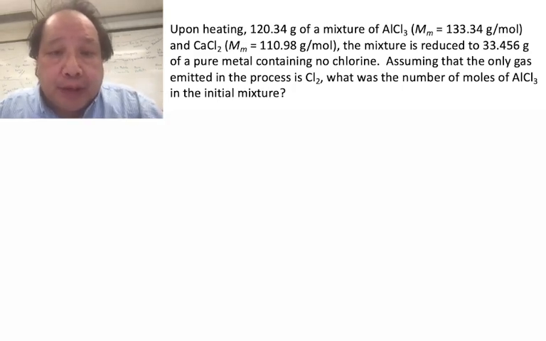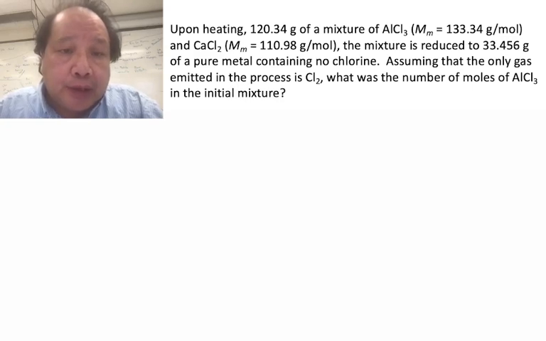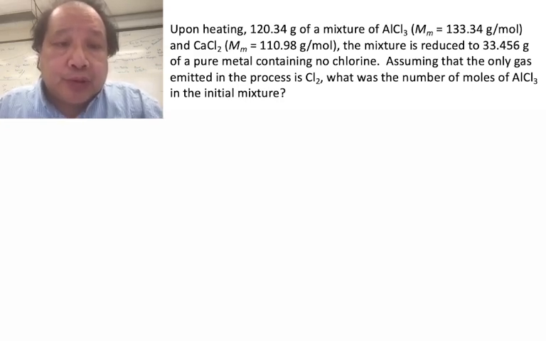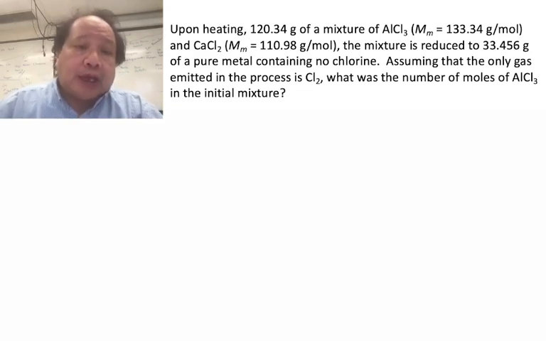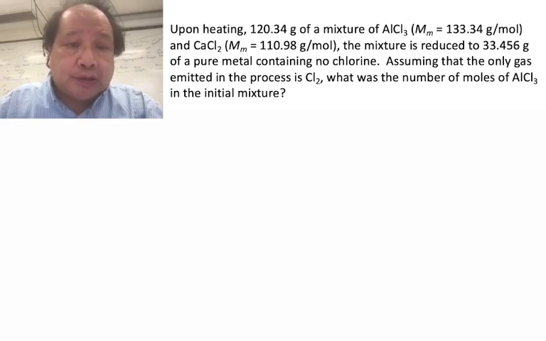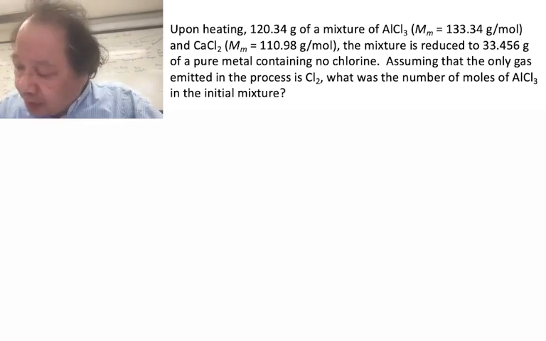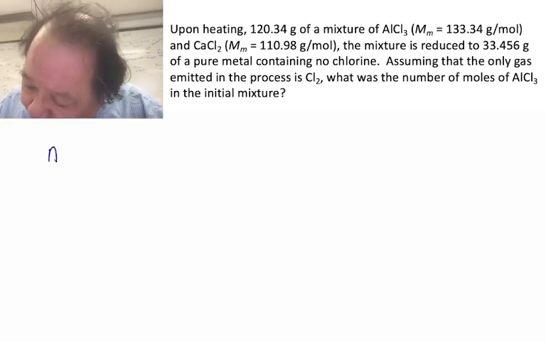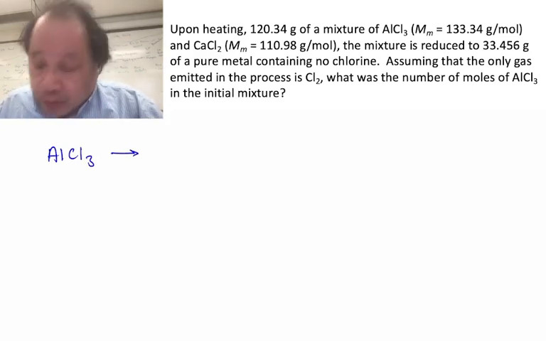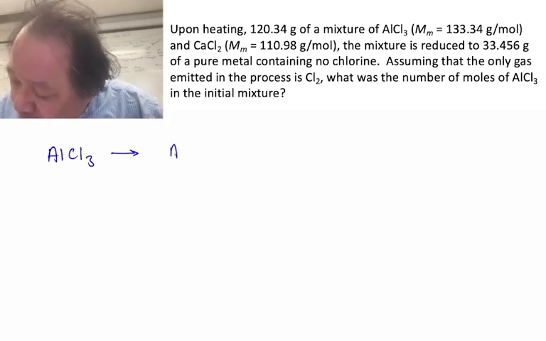Upon heating a mixture of aluminum chloride and calcium chloride, the mixture is reduced to pure metal containing no chlorine. The only gas emitted in the process is Cl2. So we see that aluminum chloride is losing its chlorine to become aluminum plus Cl2.